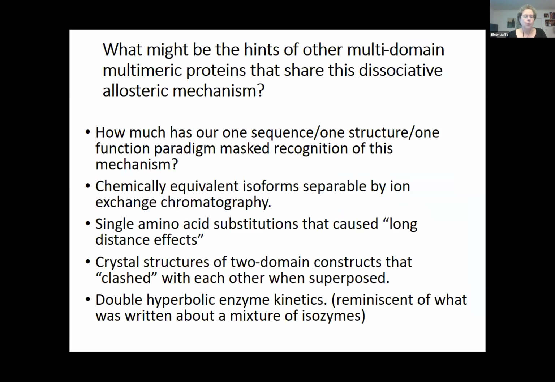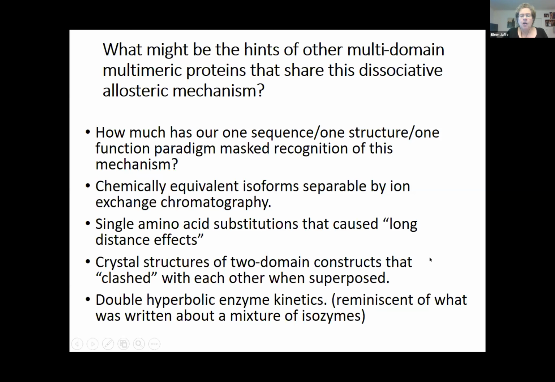We realized that this one sequence, one structure, one function paradigm had caused us to have difficulty seeing this phenomenon. How much has that masked recognition? We saw that chemically equivalent isoforms, the octamer and the hexamer, were separable by ion exchange chromatography. How many reports might there have been of this sort of thing in the literature? We saw single amino acid substitutions that caused a gross disproportionation of this equilibrium. What we had called years ago long distance effects, and maybe they're still called that.